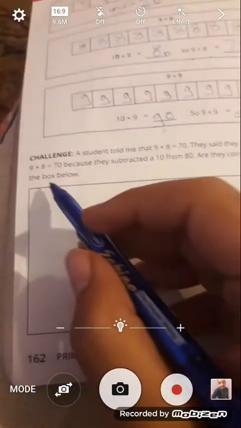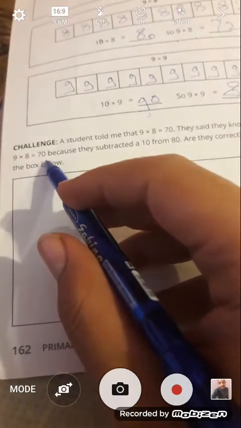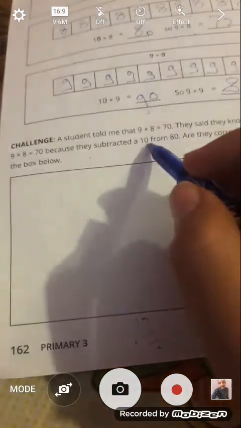Let's see this challenge. A student told me that 9 times 8 equals 70. They said they know that 10 times 8 equals 80, so 9 times 8 equals 70, because they subtracted 10 from 80. Is it correct? Let's see.